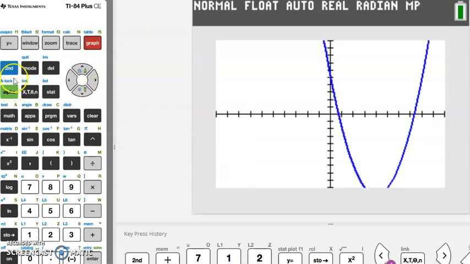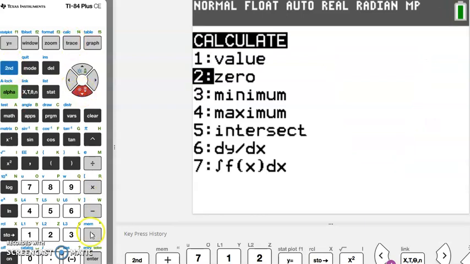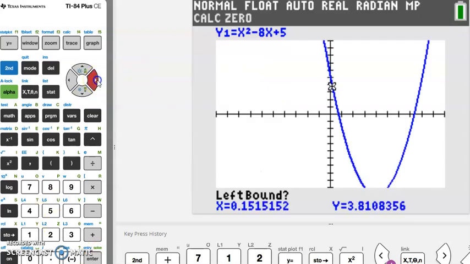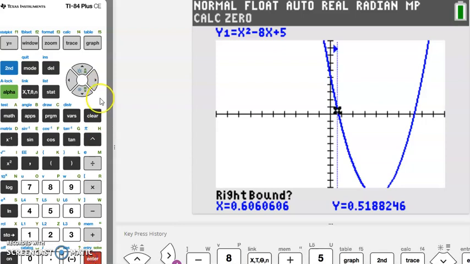And to calculate the x-intercepts, as you guys are aware, we had second function calc, 0, hit enter, left bound, we go down. Make sure you're on the left side, so on the way down the quadratic, that would be above the x-axis. Hit enter, down. So remember, we go right on your curve. Hit enter a third time, and there's our value, 0.6833752.